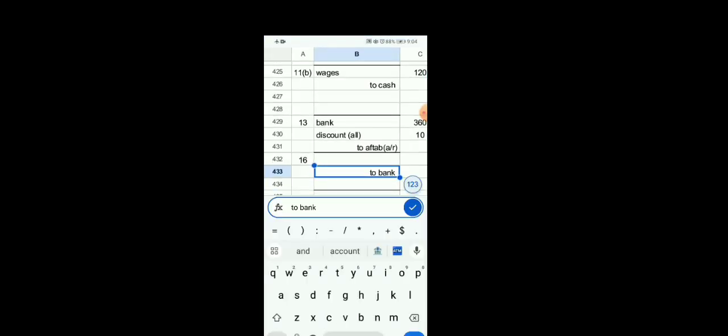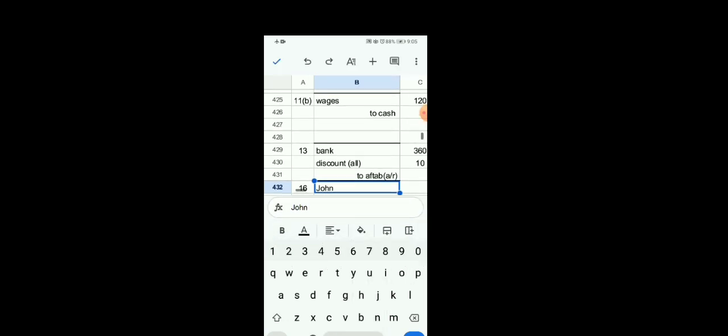To whom you have issued this check, this is entry number 16. You have issued this check to John. John is just a person to whom the amount was payable, and now you have paid that amount. He is no more your account payable, no more your liability after payment. A decrease in liability should be mentioned on debit side. So here you need to mention the name of John on debit side.